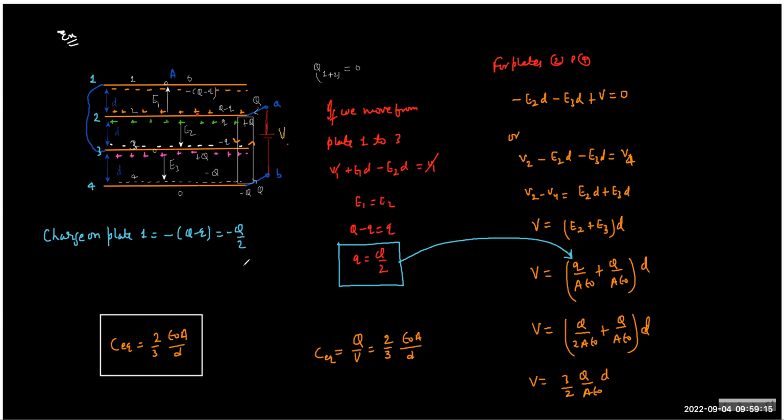So they may ask a question like, what is the charge on plate 4? You can see it's minus Q. What is the charge appearing on the facing plates of 2 and 3? The positive value. It's plus Q by 2, right? Yes. So multiple questions can be asked based on the charge distribution. Anyway.